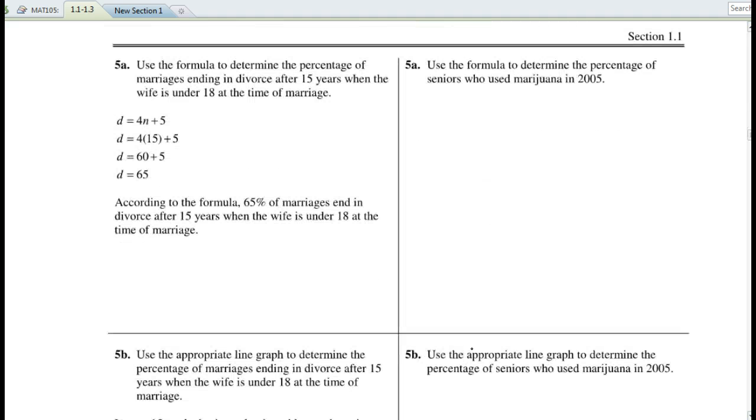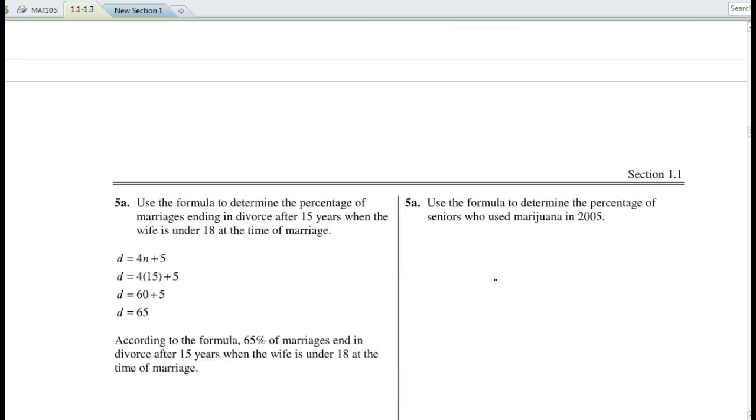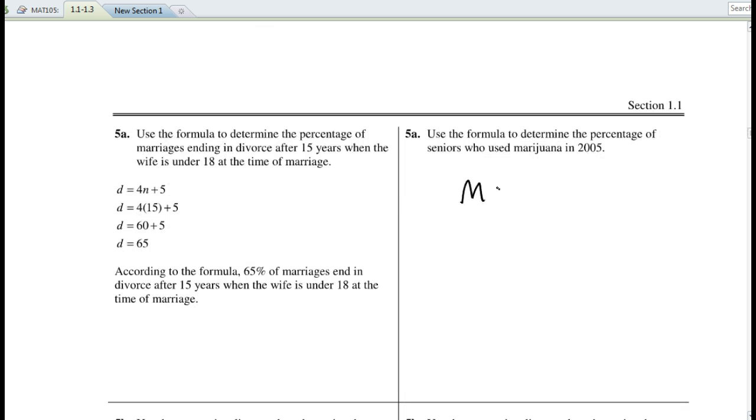Okay, so let's come on down here and say, use the formula to determine the percentage of seniors who used marijuana in 2005. So let's remind ourselves what the formula is. M equals negative 0.3 n plus 27. So let's write that down. M equals negative 0.3 n plus 27.